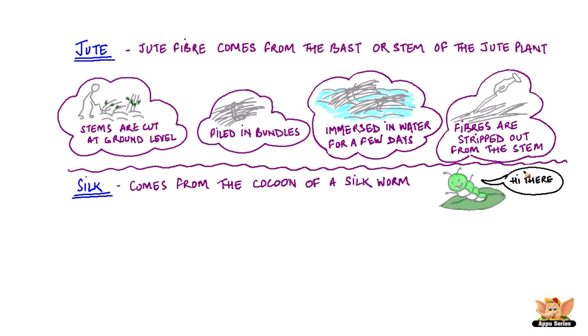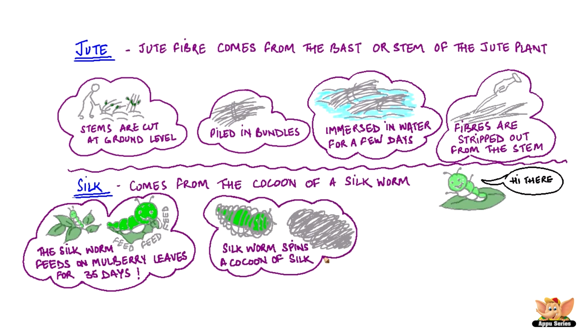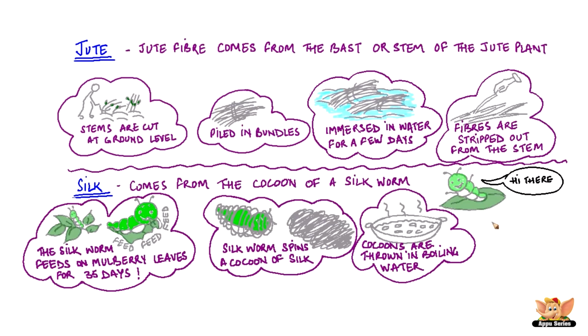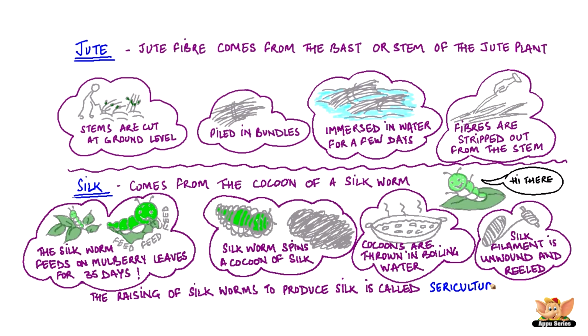Silk. Silk comes from the cocoon of a silkworm. The most common type of silk produced is from the cocoon of the larva of the mulberry silkworm. The silkworm feeds on mulberry leaves. It feeds for 35 days, after which it spins a cocoon of silk. The cocoons are then thrown in boiling water. The silk filament is then unwound from the cocoons and reeled. The raising of silkworms to produce silk is called sericulture.